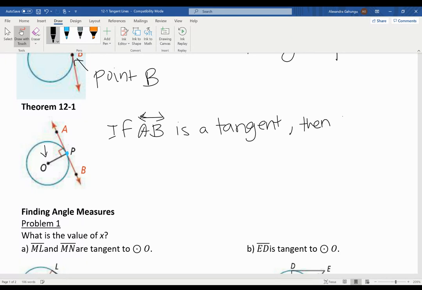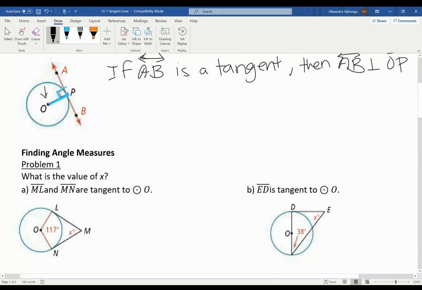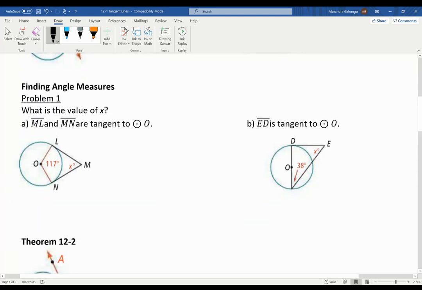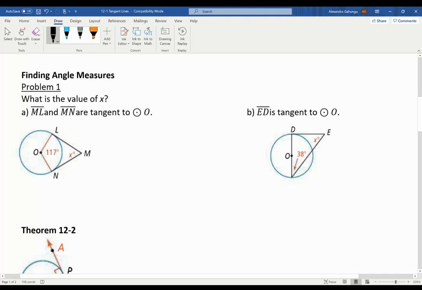Then we know that AB, our line, is perpendicular to our radius through point P. So it's perpendicular to segment OP. And what that means is we're going to get a 90 from the radius that also goes through point P. So we got a perpendicular segment right there. So we're going to use that to find our angle measures.